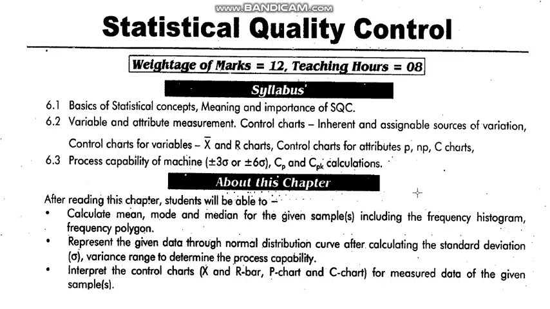Then variable and attribute measurement, control charts, control charts for variables, X bar, R charts, control charts for attributes, P, NP, and C charts, and then process capability of machine, that is plus or minus 3 sigma or plus or minus 6 sigma, then CP, CPK calculations. All this we are going to see.